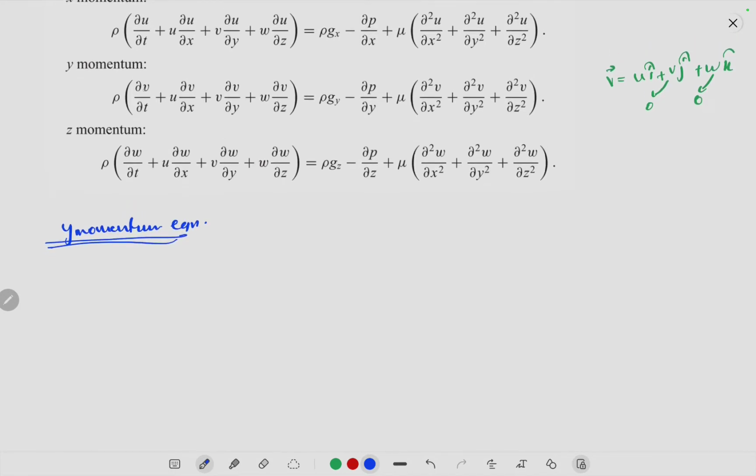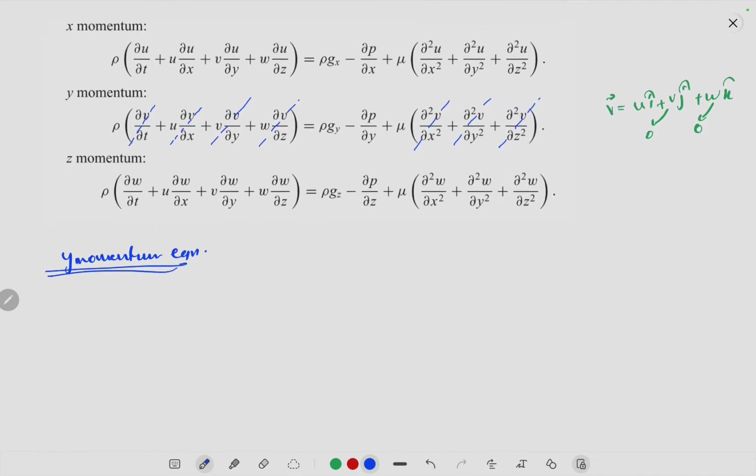Now you can see that v is 0, and also it's a steady state flow, so this term will be 0. Let me mark it with blue. So this term will be 0. Then we have del v by del x, so v is 0; wherever you can see v, just put it 0. This is 0, this is 0, this is 0 and this is 0.